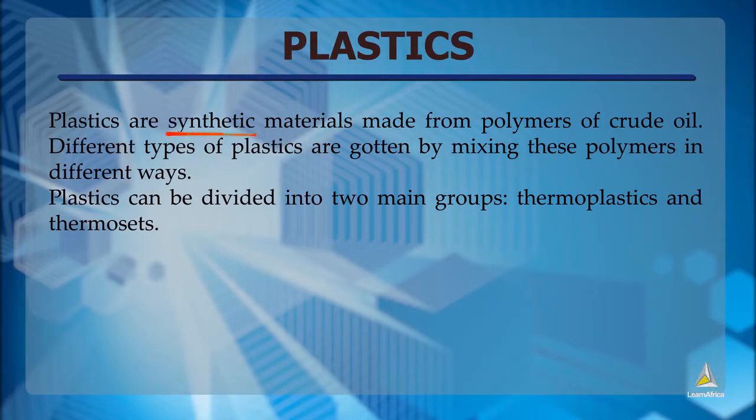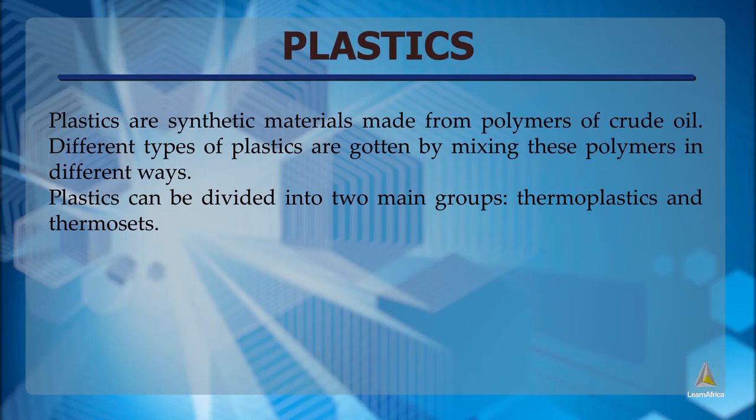Another kind of material used in making household items is plastic. What are plastics? Plastics are synthetic materials gotten from polymers of crude oil. When we say a material is synthetic, it means it is not natural, but it is produced from chemicals. When these polymers of crude oil are mixed in different ways, they produce different kinds of plastics.